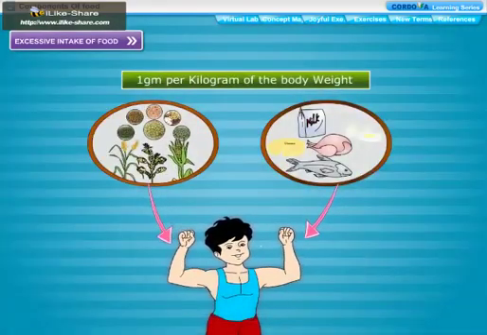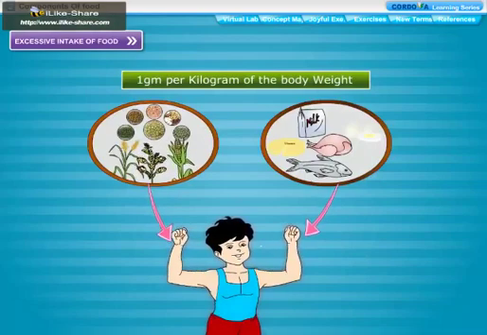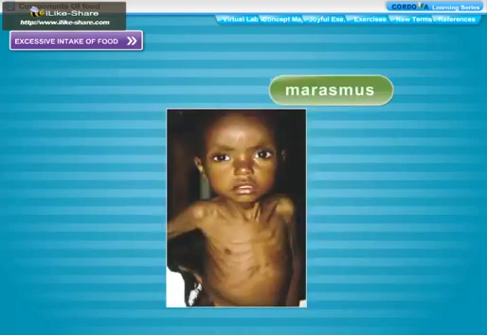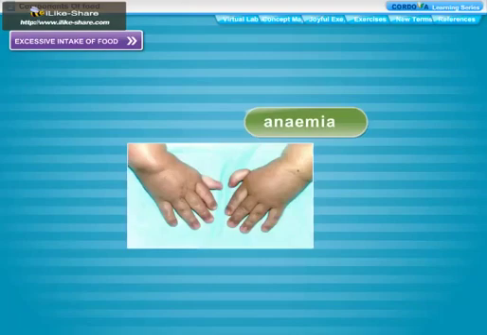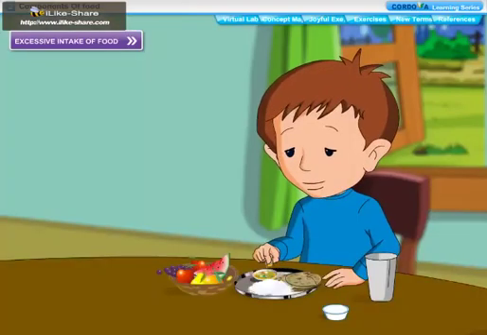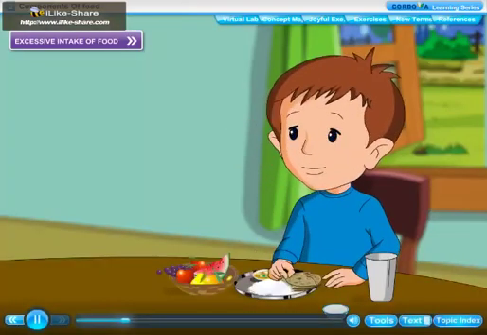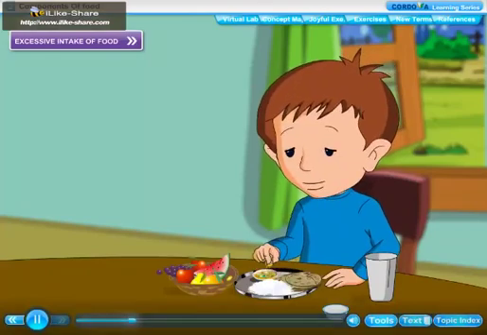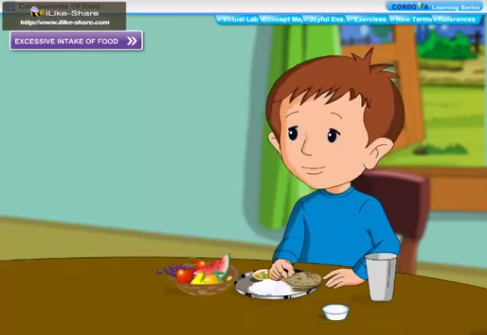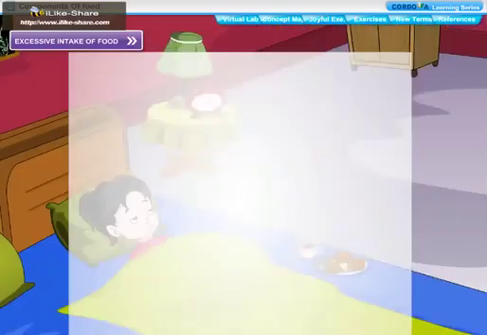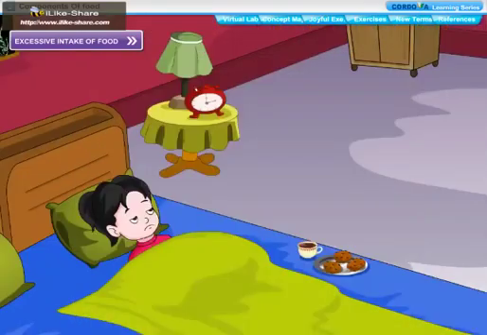Excessive intake of food. Just as deficiency of nutrients in our diet leads to diseases like marasmus, kwashiorkor and anemia, the overeating of rich foods also leads to an overweight condition called obesity. An obese person suffers from heart-related problems. He remains inactive and lazy.